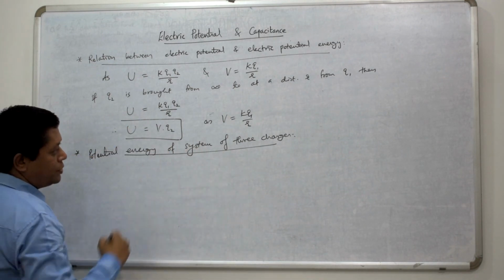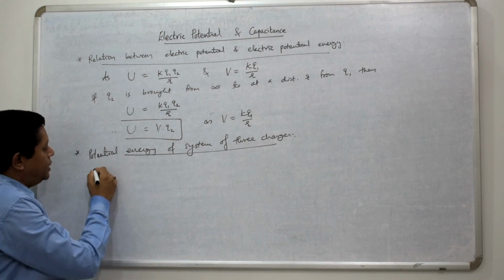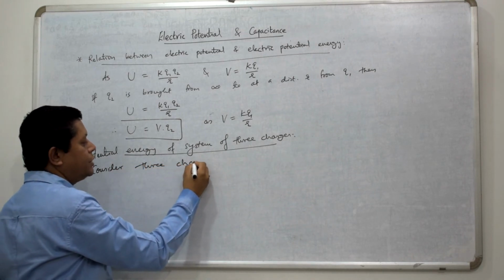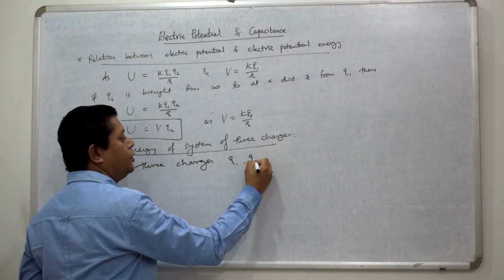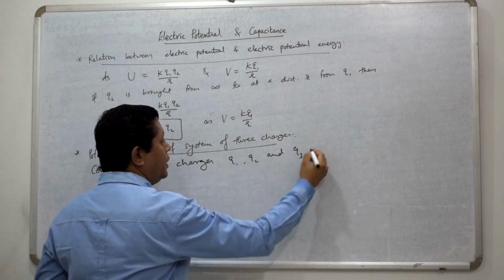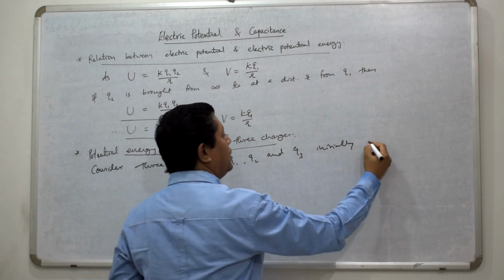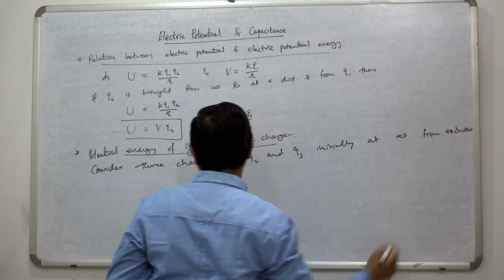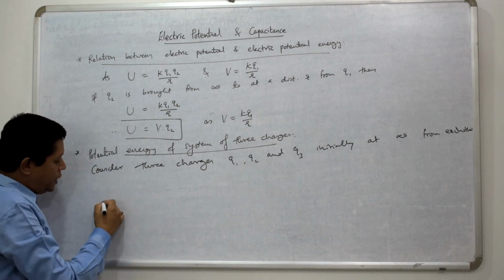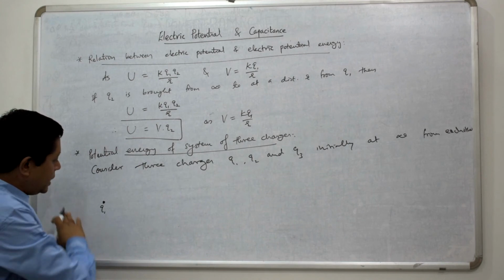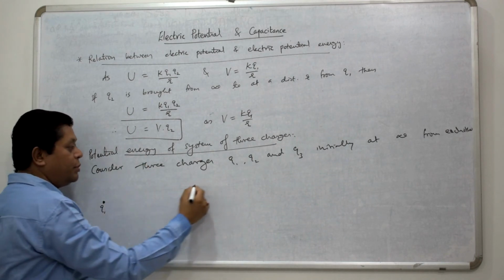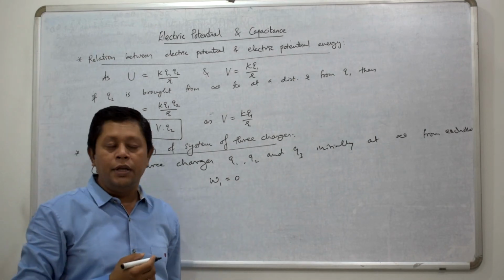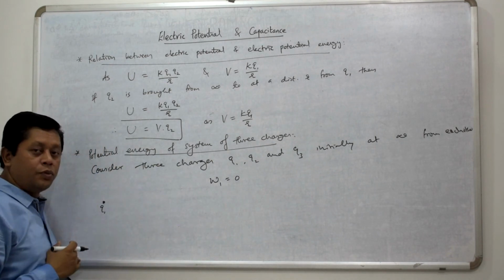Okay. Potential energy of a system of three charges. Let's consider three charges Q1, Q2 and Q3 initially at infinity from each other. If you bring charge Q1 from infinity to this point, as in this region there is no electric field, work done in bringing this charge 1 is 0 because it is brought in absence of an external electric field. There is no electric potential in this region, so work done is 0.